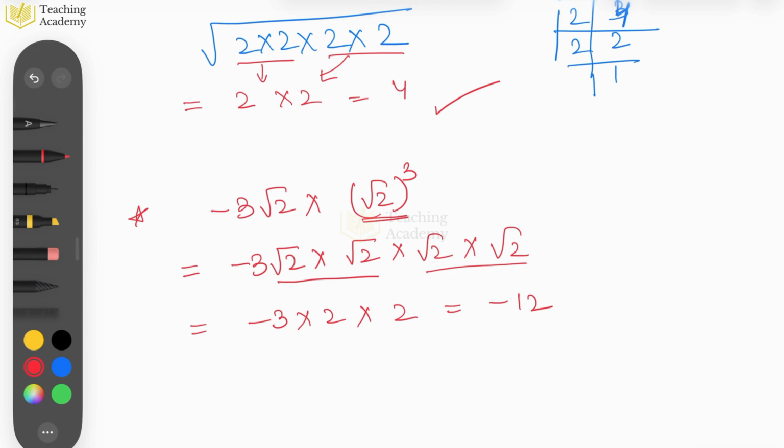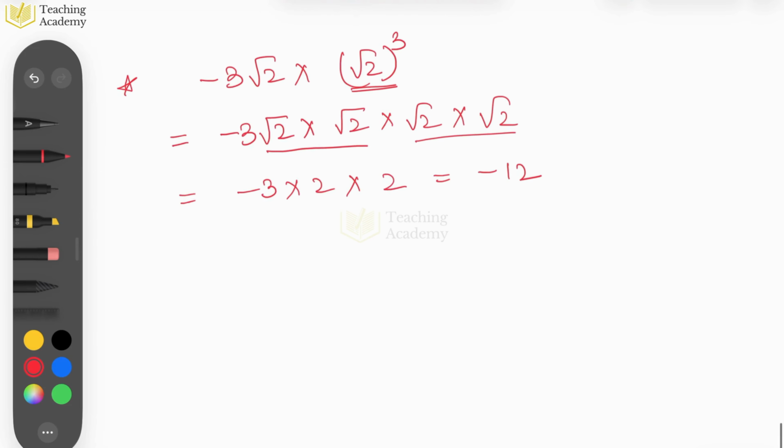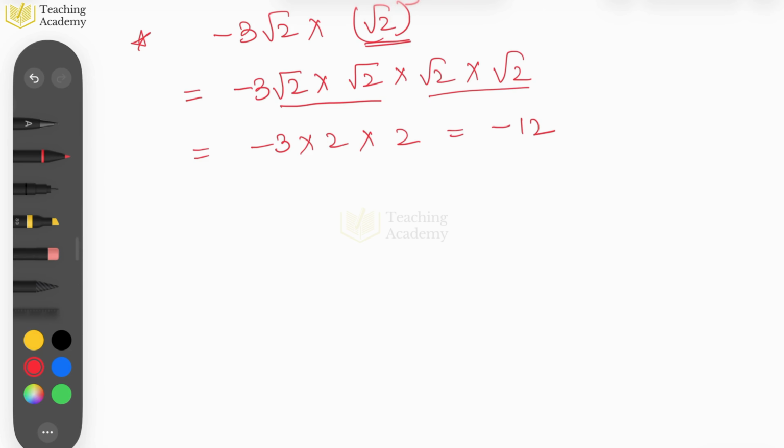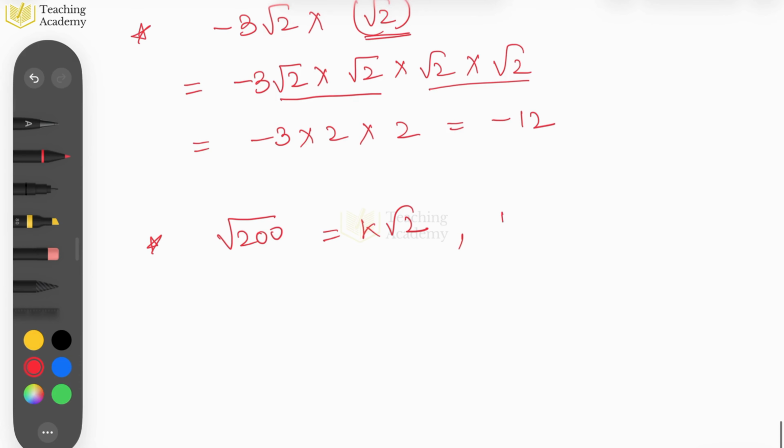Let's take another example. I just want you to write all these things in a different way, or in the simplification way, right? This is a very common question amongst different curriculums and different schools. So I just want you to take this as the main question. If I'm writing root 200 and I want you to write it in k root 2 form, okay, so what will be the value of k? That's an interesting one.